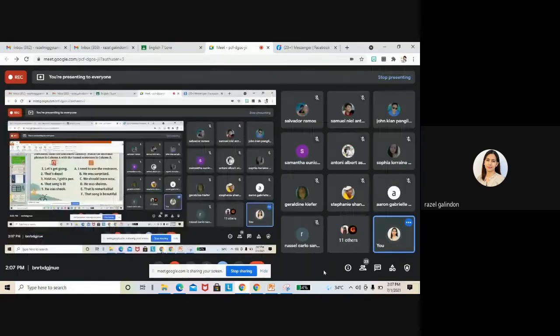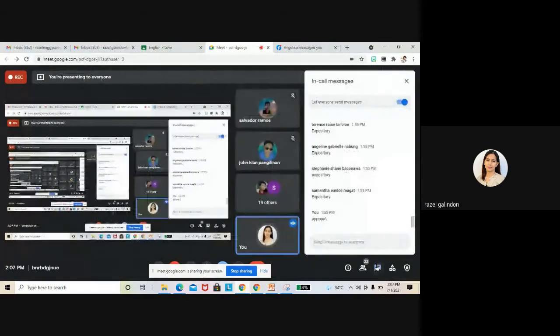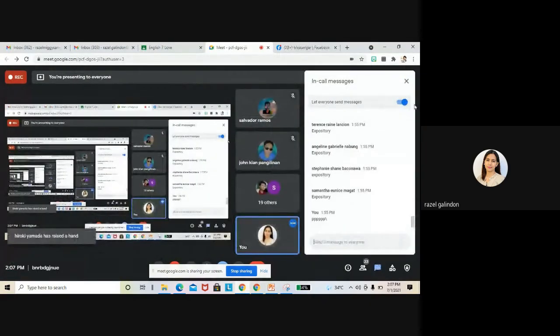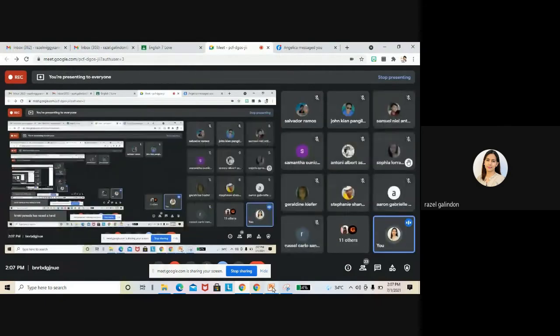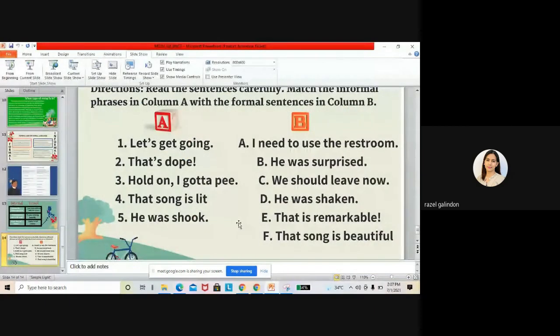Wait lang tingnan ko muna yung chat box natin. Ayan, wala pa na kasi. Okay. So, pwedeng i-type nyo lang yung letter in the chat box. Pwede rin naman gumamit ng microphone. Okay, number 1, let's get going. So, this is informal. So, what is the proper way or what is the formal way of saying this one? Pwede nyo ilagay yung letter ng answer nyo sa chat box or if you want to use your microphone, sige, pwede rin naman.